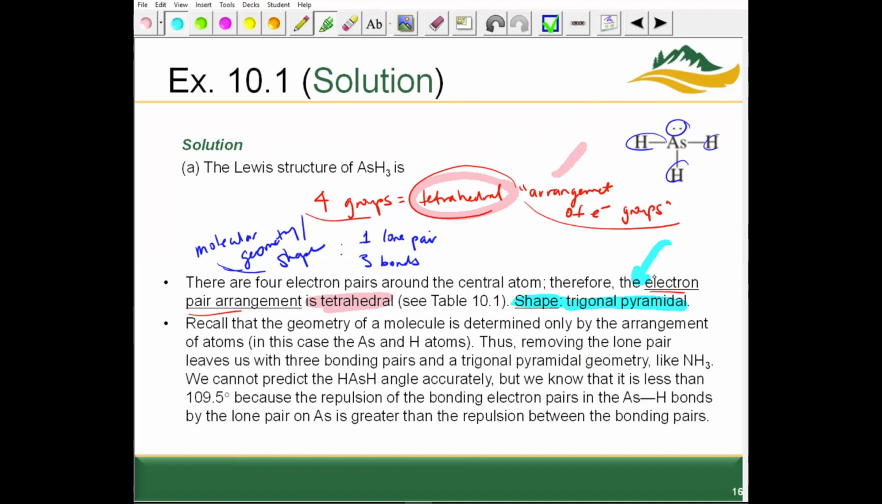Okay, so let's do another practice now where we differentiate the arrangement of electron pairs versus the actual molecular geometry or shape. Before moving on for this one, I do want to point out that because we do have one lone pair, ordinarily for tetrahedral with all 4 bonds, we know the bond angle is about 109.5 degrees. If we have a lone pair of electrons, however, it's going to compress these bonds just a little bit.